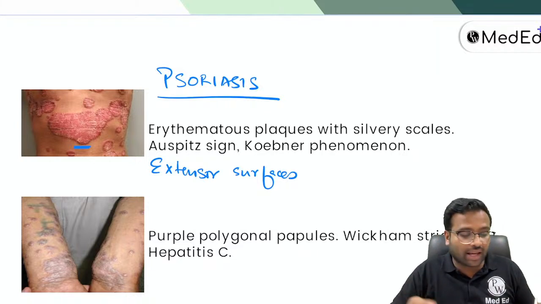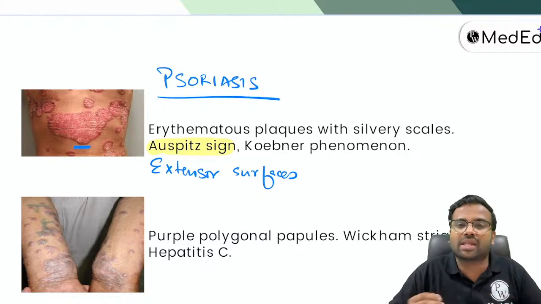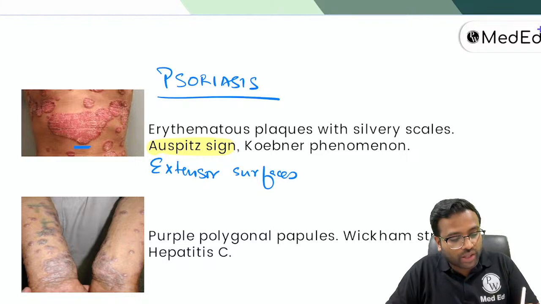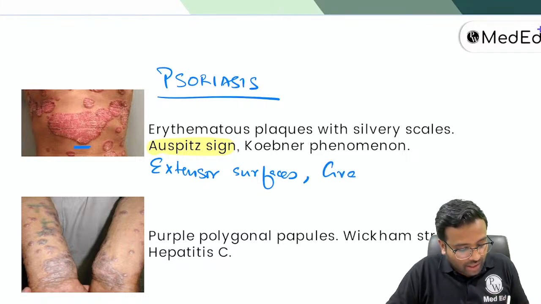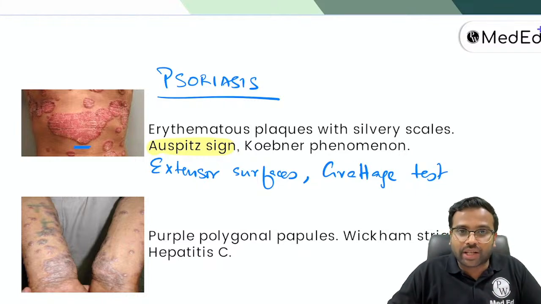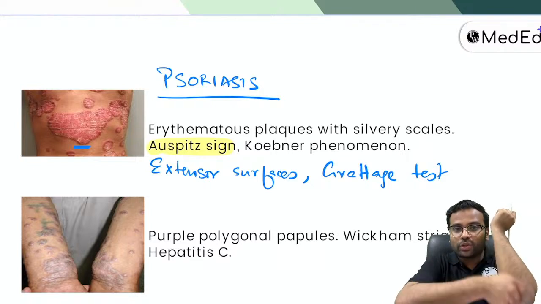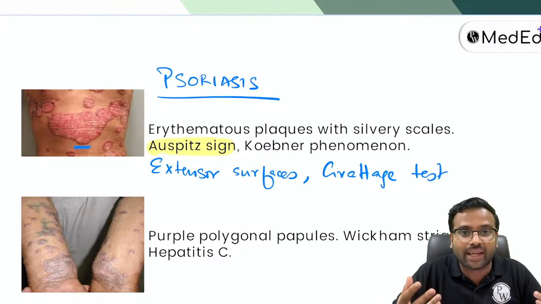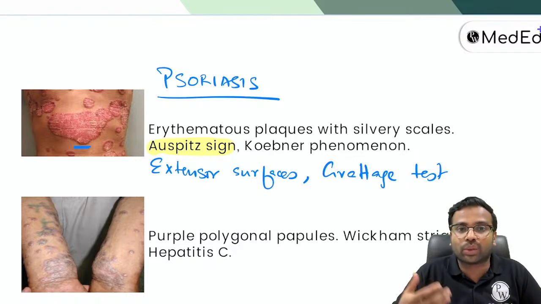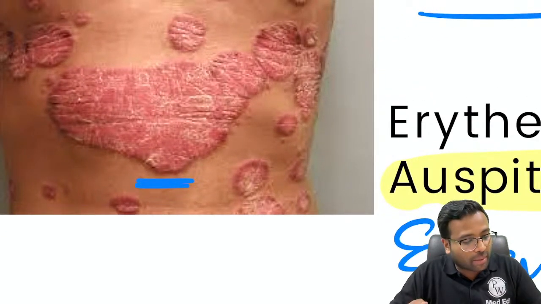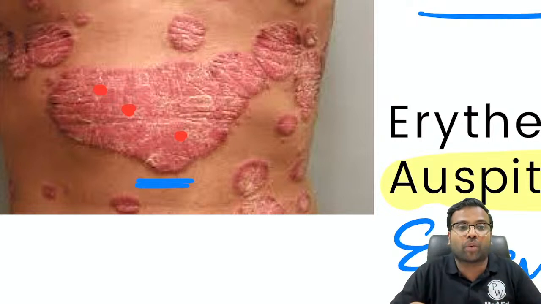Now, in the last exam, they asked you about something similar to an Auspitz sign. It's a part of it, which is called the grattage test, isn't it? So the additional point that you will remember here is the grattage test. What happens in a grattage test? You take a glass slide, you scrape over the lesions, isn't it? Once you scrape over these lesions, the scaling becomes more visible. So there's an accentuation of the scaling. It's called the grattage test. And once you continue scraping the lesions, you will be able to see some pinpoint bleeding spots like this.